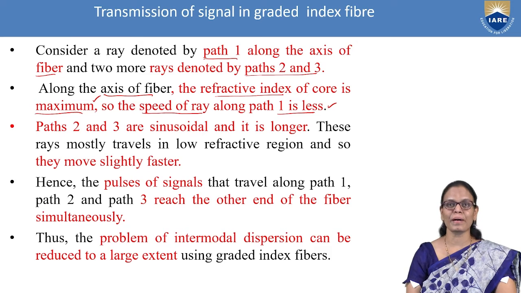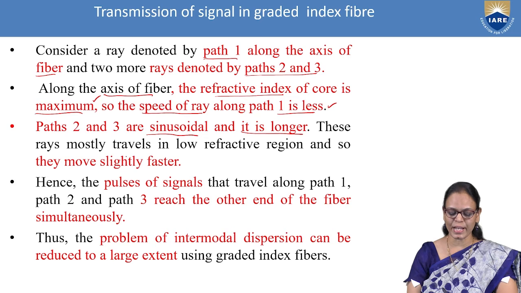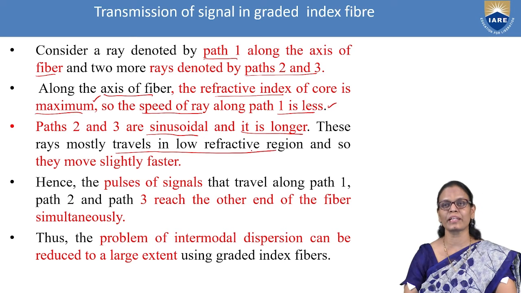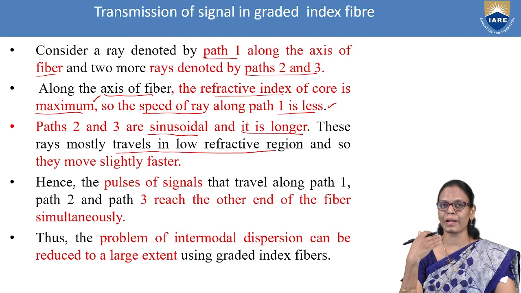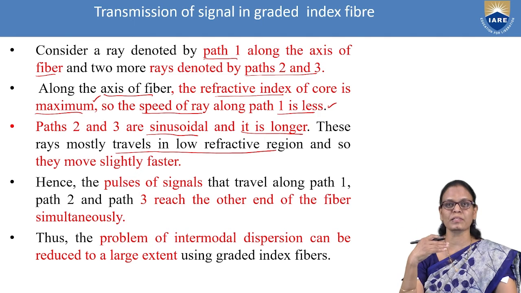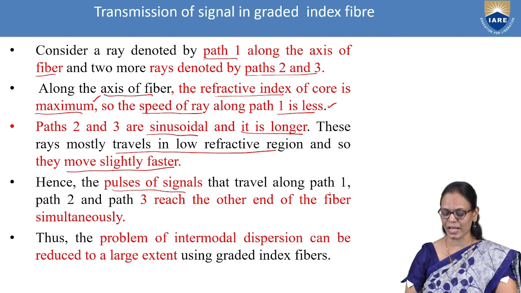But when we talk about paths 2 and 3, they are traveling in a sinusoidal fashion. They will travel a longer path. So these rays travel in a low refractive region, because at the surface the refractive index is less when compared to the center, which is maximum. So they move slightly faster. So the pulses of signals that travel along path 1, 2 and 3 reach the other end simultaneously.